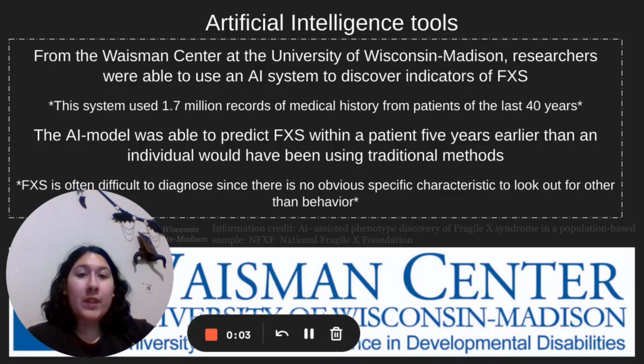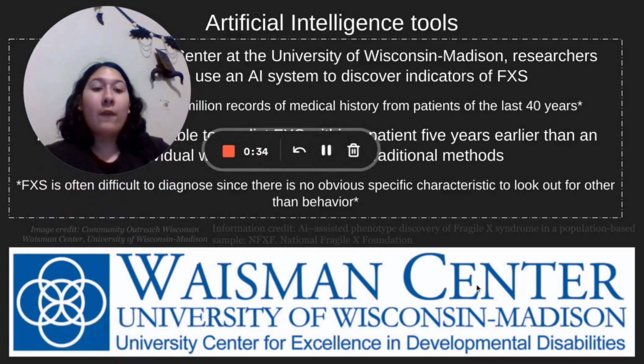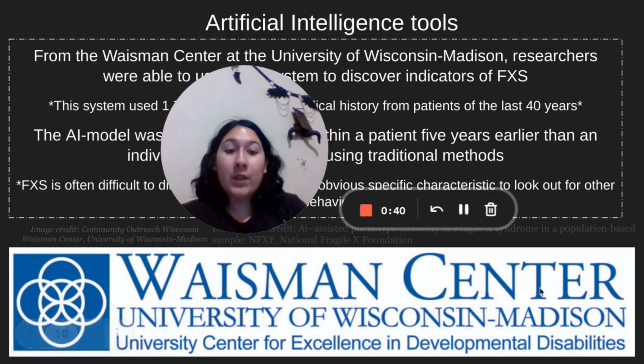FXS in terms of artificial intelligence tools. From the Waisman Center at the University of Wisconsin-Madison, researchers were able to use an AI system to discover indicators of FXS. The system used 1.7 million records of medical history from patients over the last 40 years. The AI model was able to predict FXS within a patient 5 years earlier than individuals would have been using traditional methods. FXS is often difficult to diagnose since there is no obvious specific characteristic to look out for other than behavior. So right here in the bottom we have the logo for the Waisman Center, University of Wisconsin.